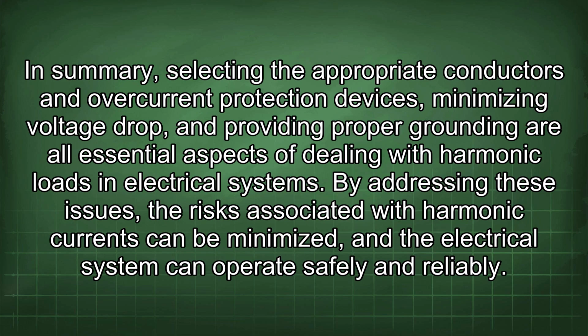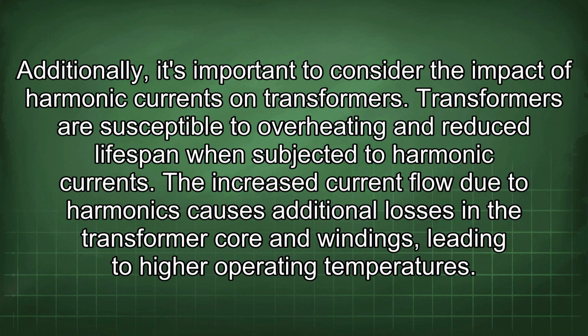By following the NEC requirements, the grounding system can be ensured to be safe and effective. In summary, selecting the appropriate conductors and overcurrent protection devices, minimizing voltage drop, and providing proper grounding are all essential aspects of dealing with harmonic loads in electrical systems. By addressing these issues, the risks associated with harmonic currents can be minimized, and the electrical system can operate safely and reliably. Additionally, it's important to consider the impact of harmonic currents on transformers.